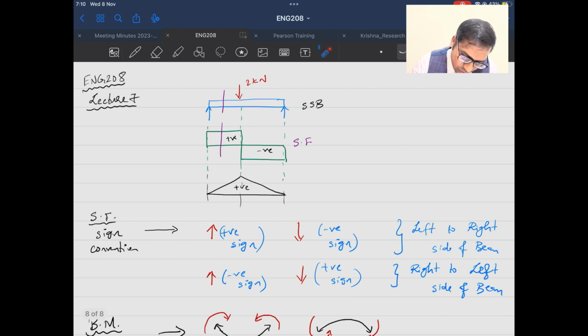See here, this is in my positive region. So see the slope, the slope is positive. Now see this slope. This is a negative shear force, the region is negative. So see the slope, the slope is negative. So this is how we draw the bending moment diagram.